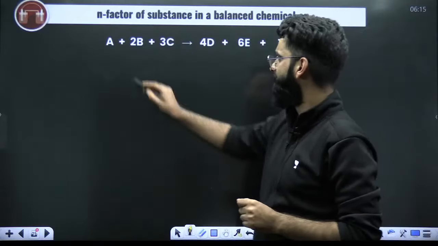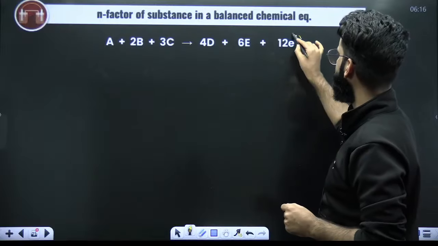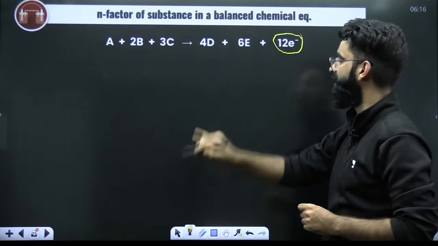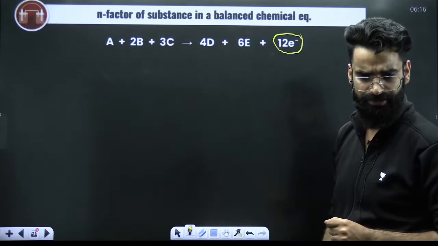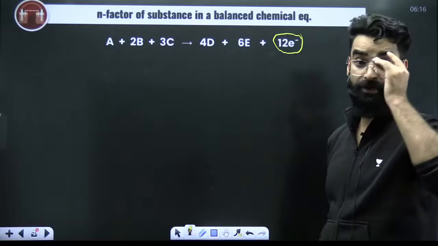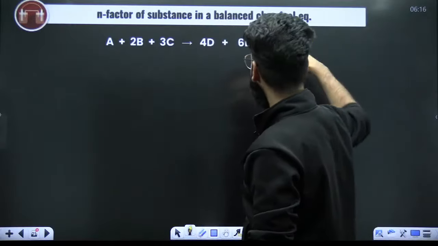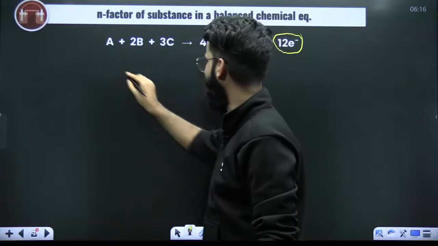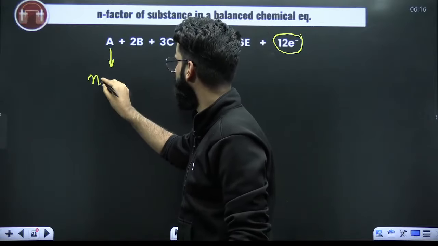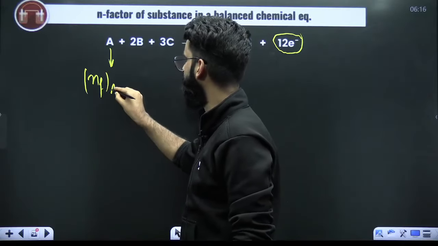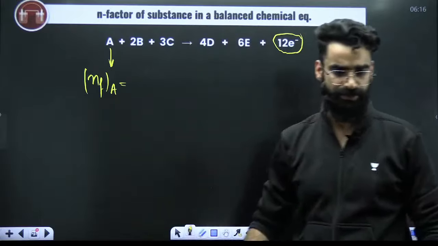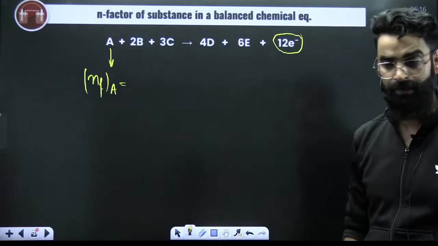My dear students, in this particular reaction, if I ask you how many moles of electrons are exchanged, as you can see, 12 moles of electrons are exchanged, right? If this is a balanced chemical equation and I'm asking you to calculate the n factor of A, from the balanced chemical equation, you can easily calculate the n factor. How exactly?